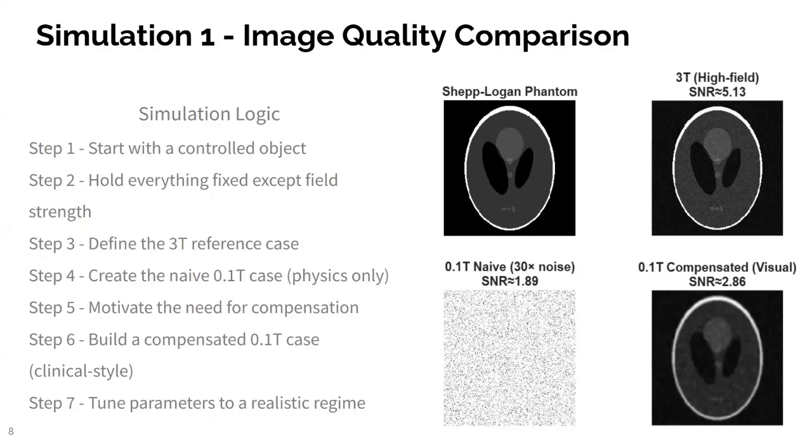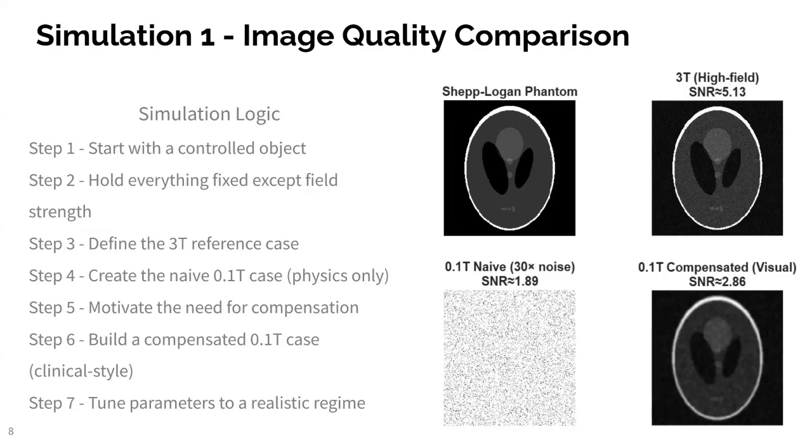Then we create the naive 0.1 Tesla case by lowering the field strength but keeping everything else the same. Because the signal scales with B0, the noise effectively becomes about 30 times larger. That's why the bottom left panel looks so degraded. It shows the raw physics penalty of going to a very low field without adjusting the protocol.